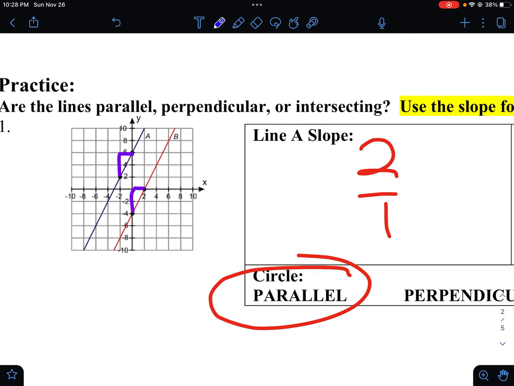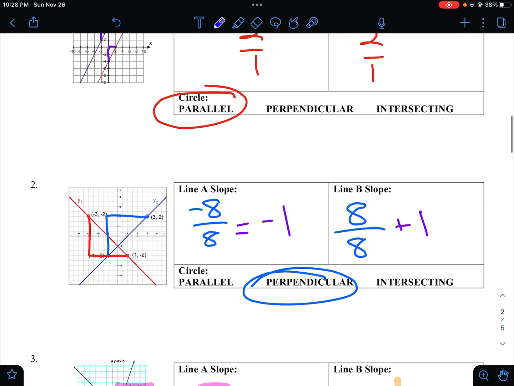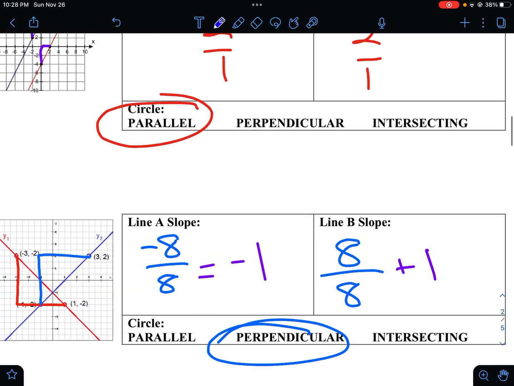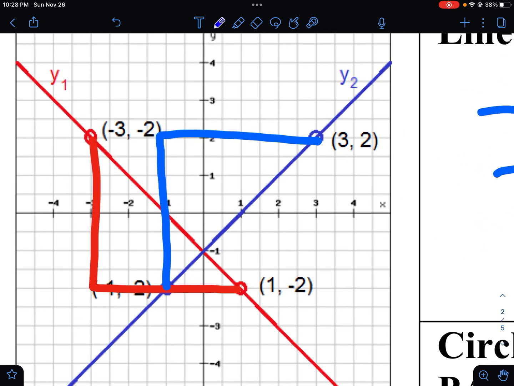clearly has a slope of up 2 and over 1. The other one also has the slope of up 2 boxes and over 1. And as you can see, since both of the slopes are the same, you're going to click parallel.